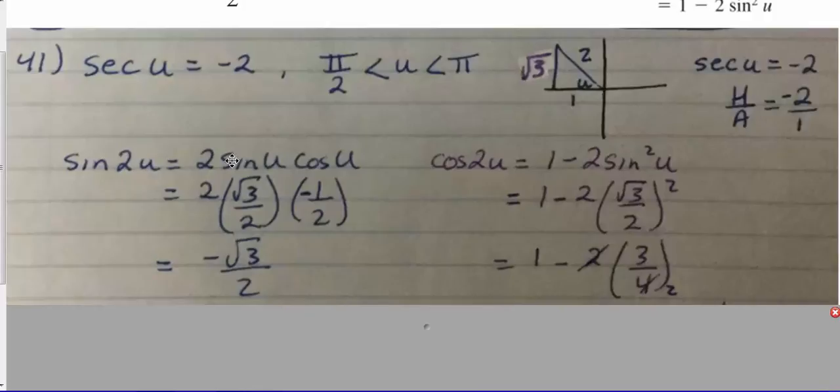So knowing that sine 2 theta is the same as 2 sine cos, we can use that to determine a ratio for sine 2 theta, -√3/2.